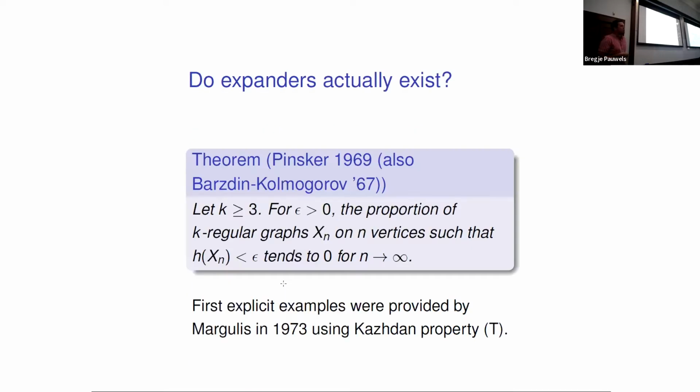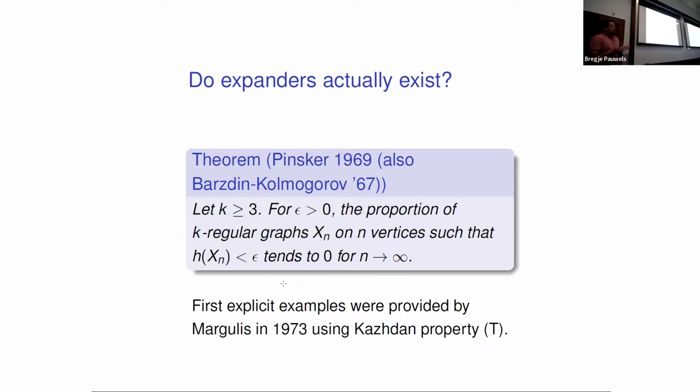So then a natural question is, do expanders actually exist? Well, they do, otherwise my talk would finish prematurely. And they were first named expanders in a paper by Pinsker in 1969. But as I said, it was later, as with many things, discovered that it had already been done in Russia, so a little bit earlier by Barzdin and Kolmogorov.